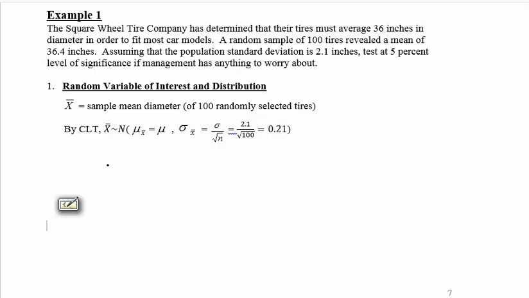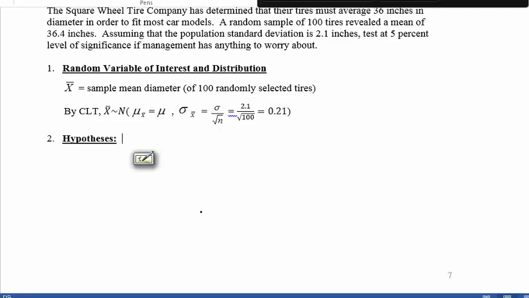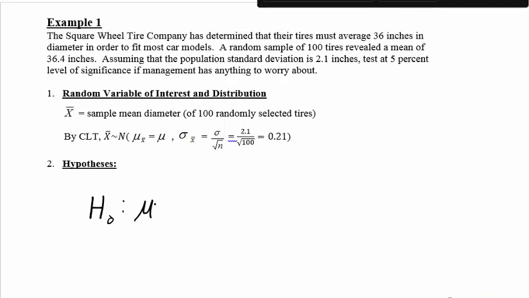Since we're doing a hypothesis test, let's set up our hypotheses. We'll start with the null hypothesis, H0. The hypothesis testing we're doing will always involve mu. We're hypothesizing or making inference about the population. In this problem, the status quo, or what's believed to be true, is that the population mean equals 36 inches.